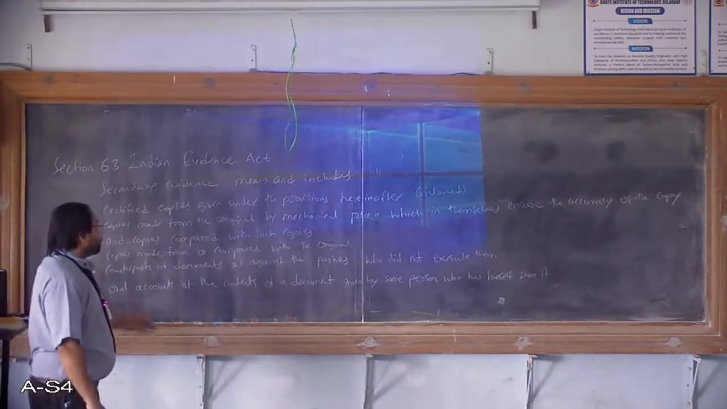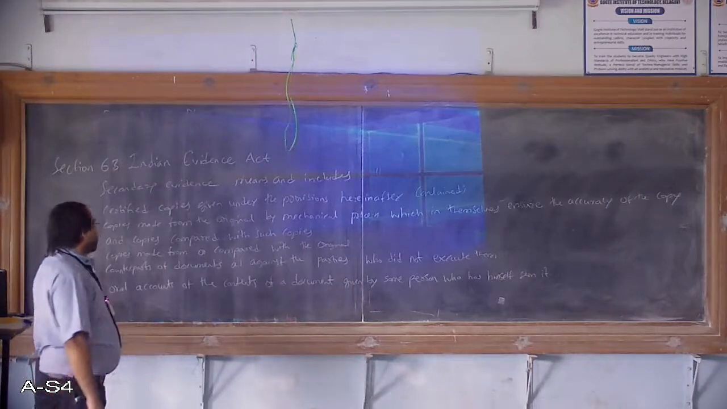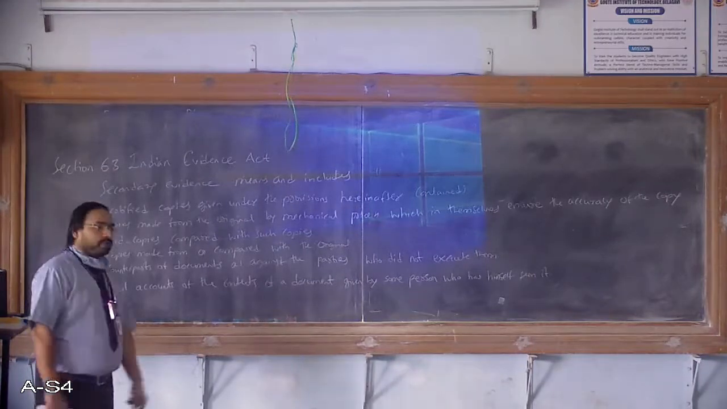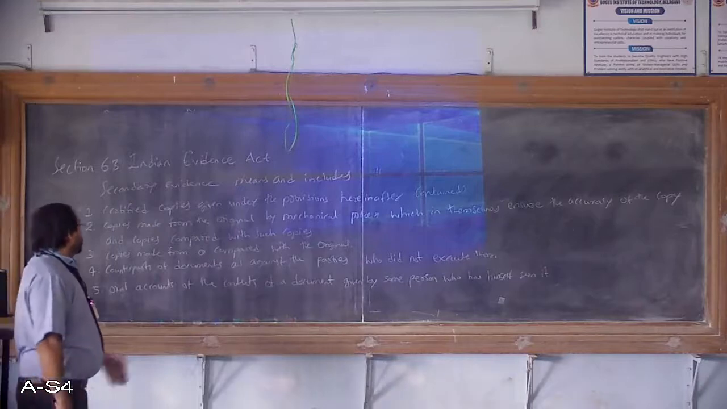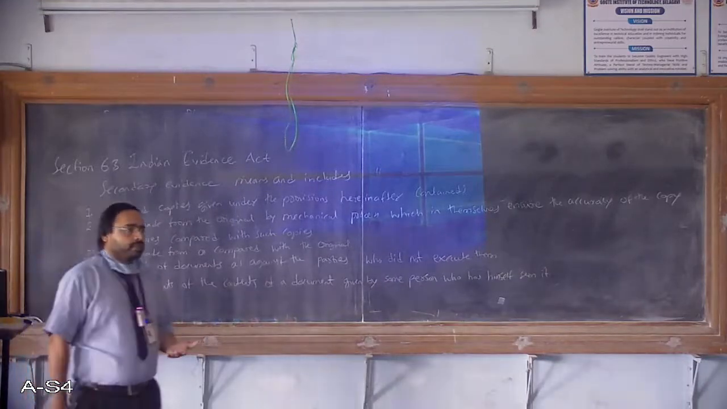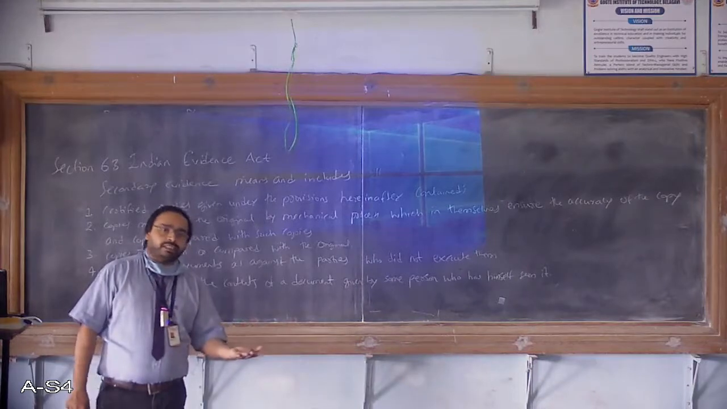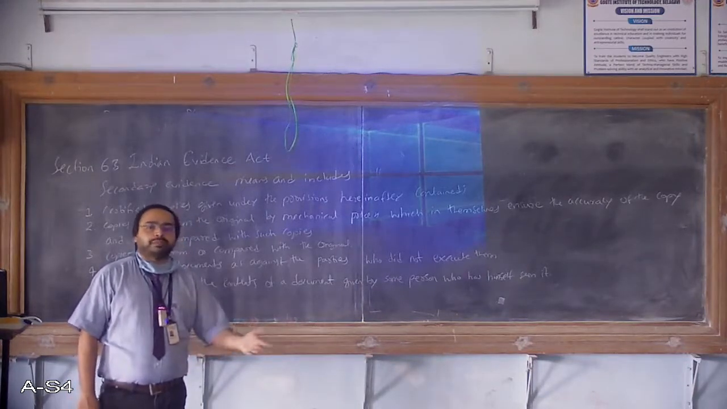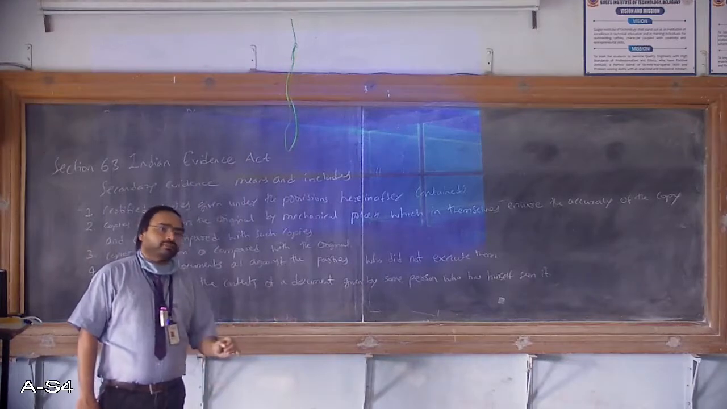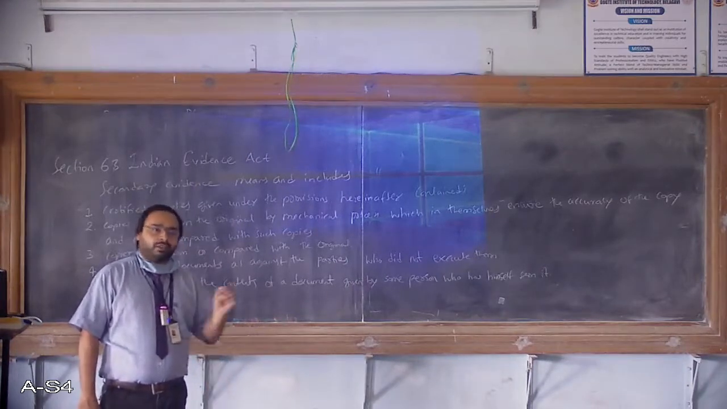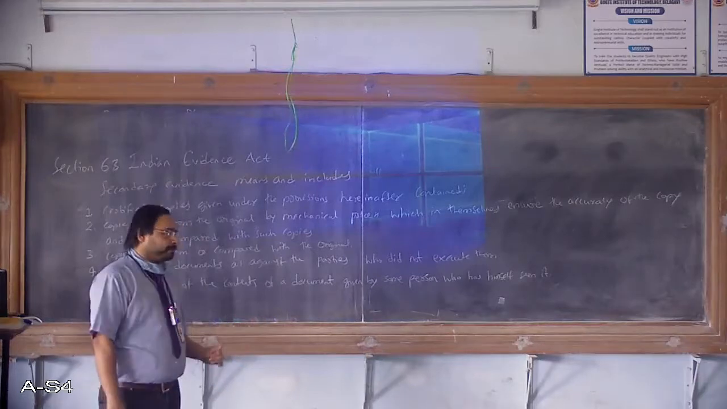Then the second one is copies made from the original by mechanical process, which in themselves ensure the accuracy of the copy and the copies compared with such copies. Now let's say, for example, there is a marks card. Now this marks card is xeroxed. Now when you xerox the original marks card, you will get a copy of it, and when you compare, the content of both the documents must be same, and this xerox copy must be again certified. Okay, so without certification, without attestation by a notary or a person who is a gazetted officer, it will not be considered. Okay.